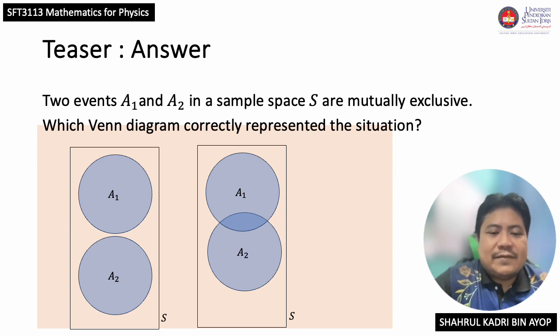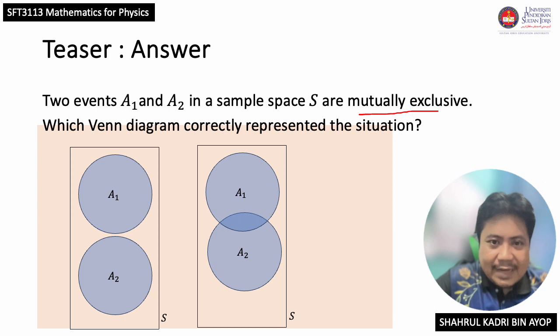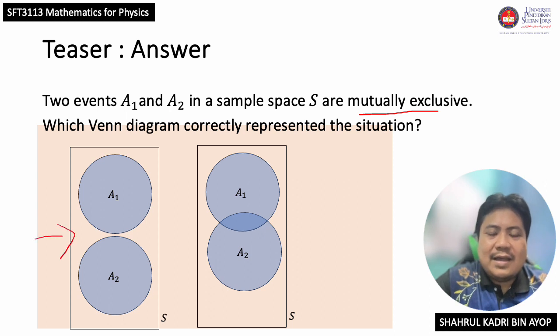Next, lastly, let's return to our teaser at the beginning. Which one is correct for mutually exclusive? Again, remember that mutually exclusive means two events cannot occur simultaneously, so it is represented by this Venn diagram.